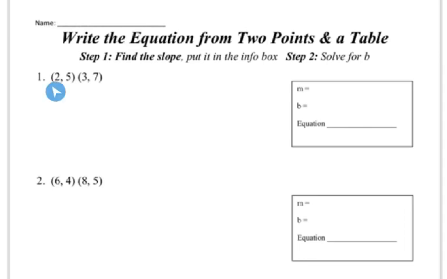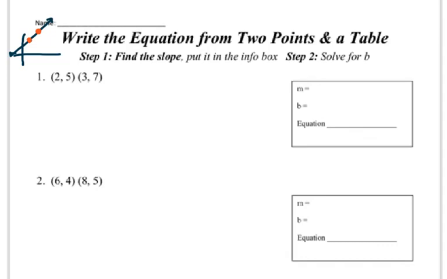So in example number 1, I have 2 ordered pairs. I could graph them, 2, 5 and 3, 7, and they would make a line. But when I have 2 ordered pairs, I have no idea what the slope is by just looking at this information, and I have no idea what the y-intercept is. So when we are writing the equation from 2 points, I don't have an m yet, nor do I have a b. So step 1, first we need to find the slope, put that number in the information box, then we're going to solve for b.